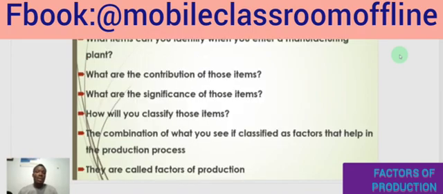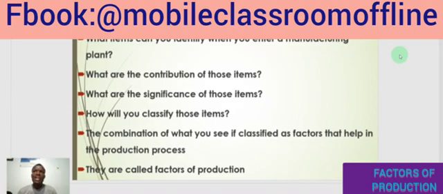So, factors of production, I want to ask you a few questions. What items can you identify when you enter a manufacturing plant, where they manufacture goods and services? What are some of the items that you can see? What are the contributions of those items? Do you ask yourself what the contributions of those items are to the production or to the manufacturing? And what is the significance of those items? What is the purpose? What are those items doing over there?